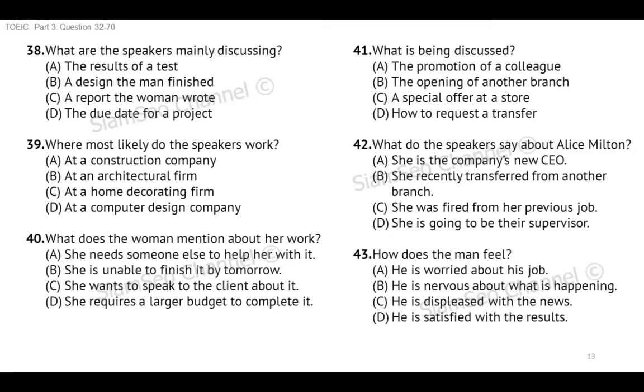Number 38. What are the speakers mainly discussing? Number 39. Where most likely do the speakers work? Number 40. What does the woman mention about her work?